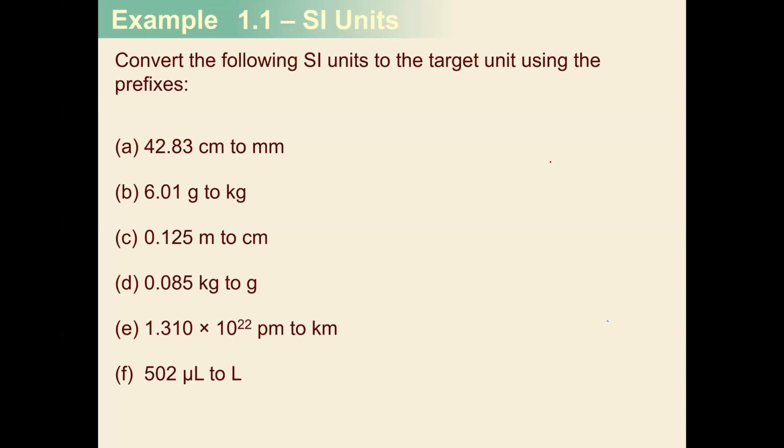So let's try a few examples as we go through. Let's convert the SI units that I have now to the target unit with the prefix. I will show you two ways to do this. The first thing we want to do is take our 42.83 centimeters and go to millimeters. So what I can do is go through our base unit. If I have 42.83 centimeters, the first thing I can do is take that to meters.